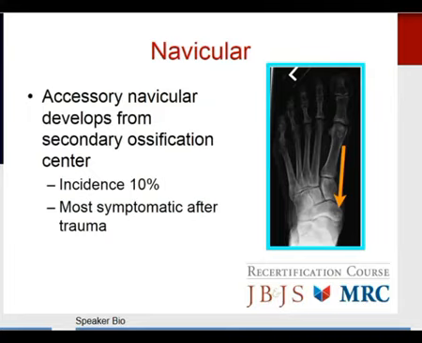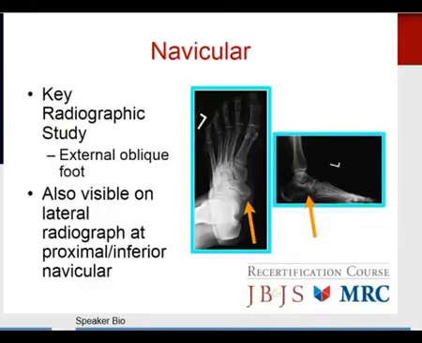The accessory navicular develops from some type of secondary ossification center off of the base of the navicular. The incidence in the general population is about 10%. It's most symptomatic after some type of traumatic incident that creates an avulsion of that bone off of that region where it has a synchondrosis between the natural navicular bone.